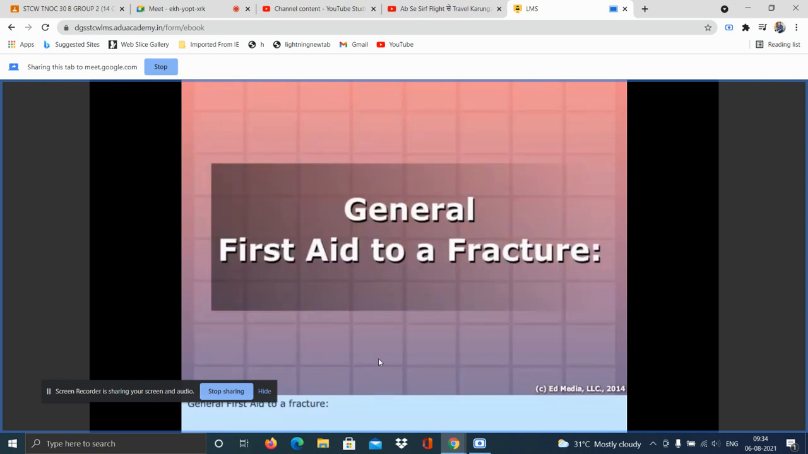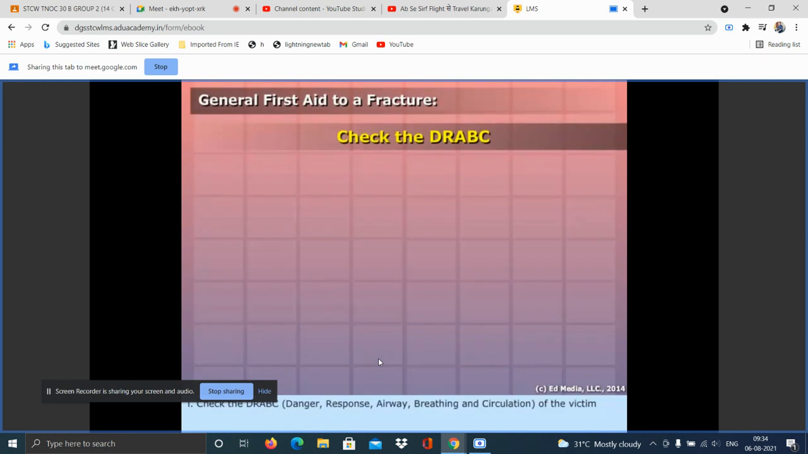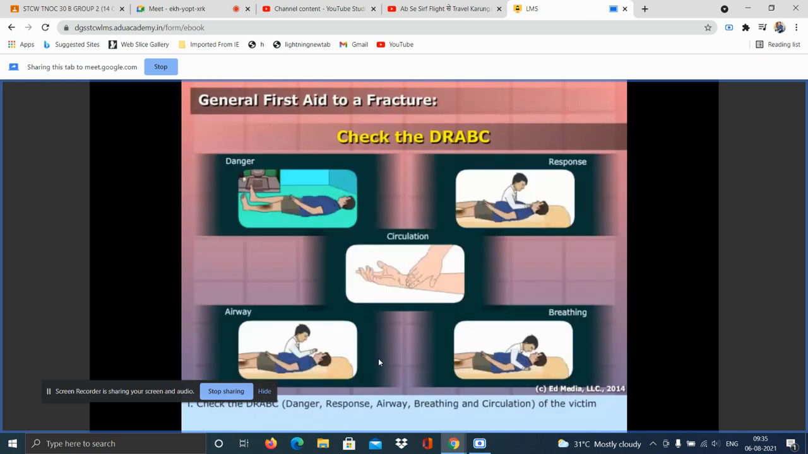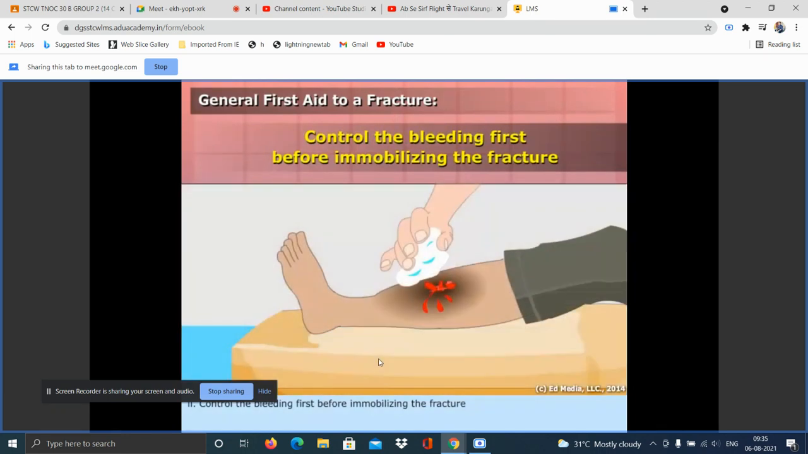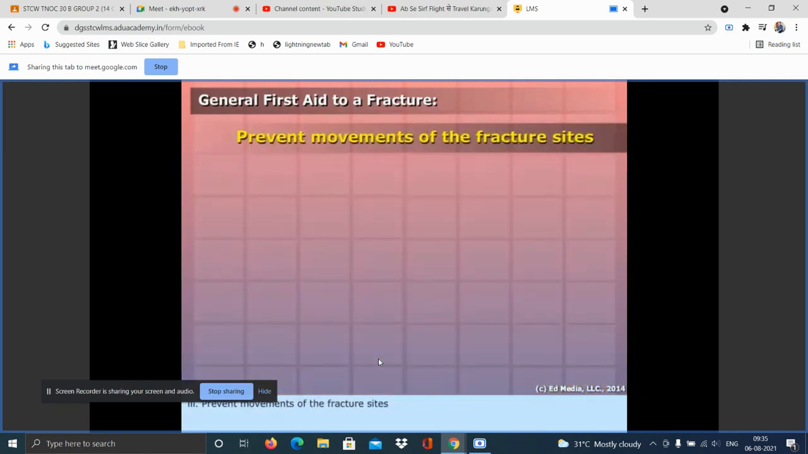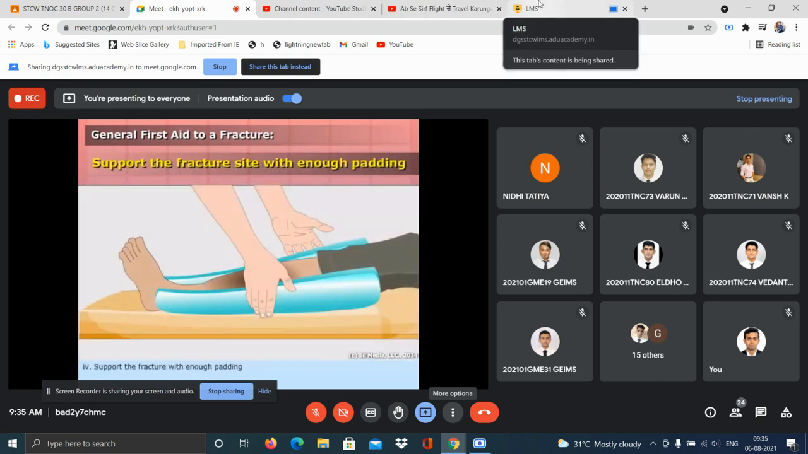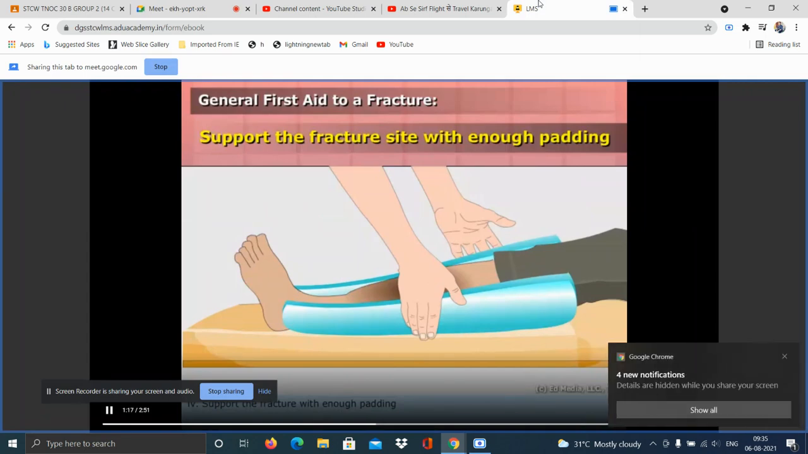General first aid to a fracture. 1. Check the DRABC. Danger, response, airway, breathing, and circulation of the victim. 2. Control the bleeding first before immobilizing the fracture. 3. Prevent movements of the fracture sites. 4. Support the fracture with enough padding.